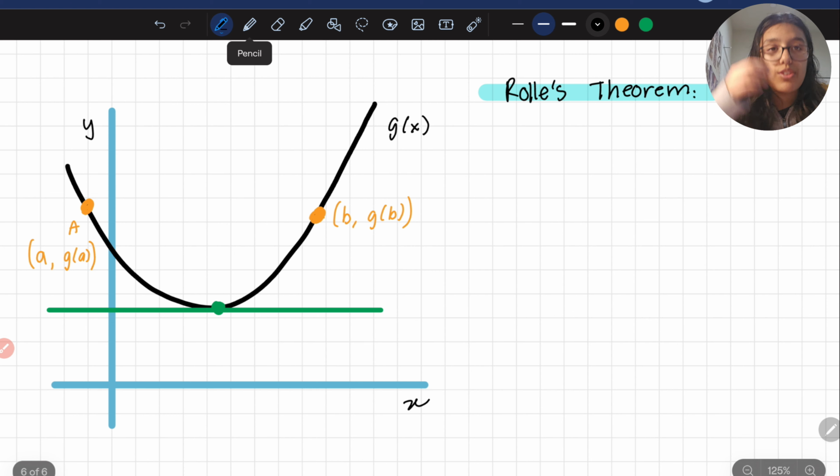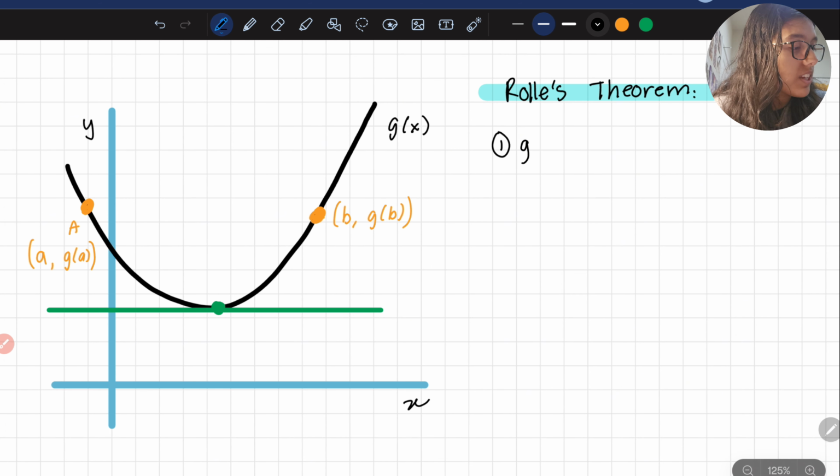So now let's move on to Rolle's theorem. Rolle's theorem is really similar to the mean value theorem, except with a few minor differences. So your first two conditions are still going to be the same. Your function, in this case we have g of x as our function, still has to be continuous. So g of x is continuous.